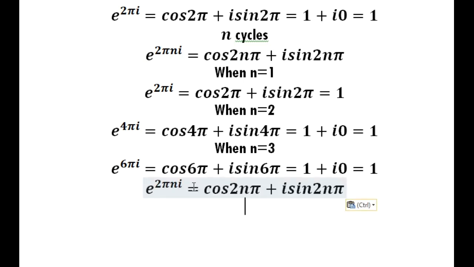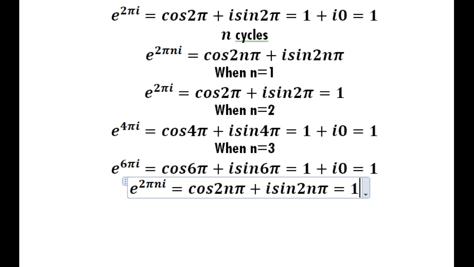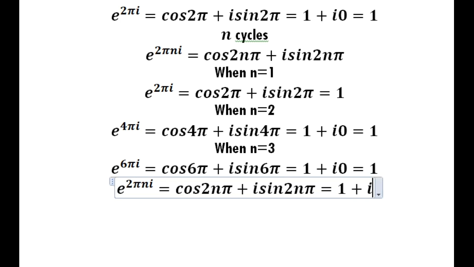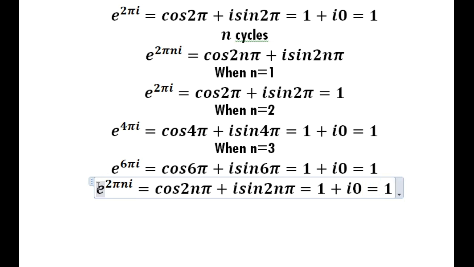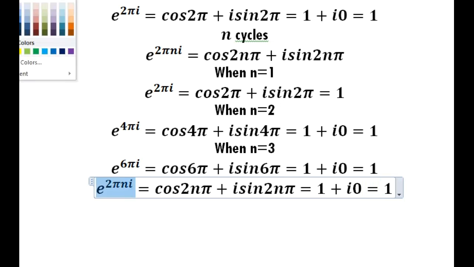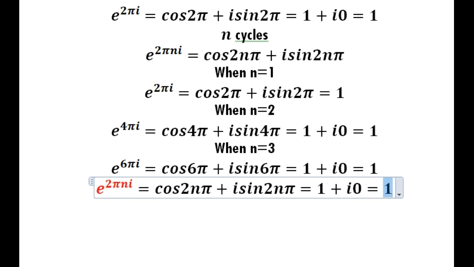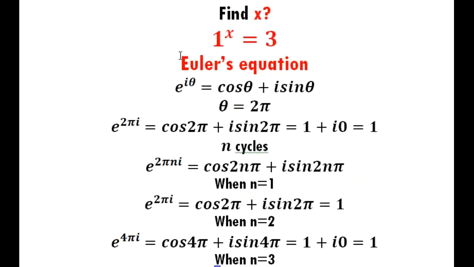So if you continue with the same scenario, when n is an integer, then generally we have exponential 2 pi i n, which is cos 2n pi plus i sin 2n pi, will be 1 plus i times 0 when n is any integer, as we have spelled out, and that is equals to 1. So here we can see exponential 2 pi n i is equals to 1.